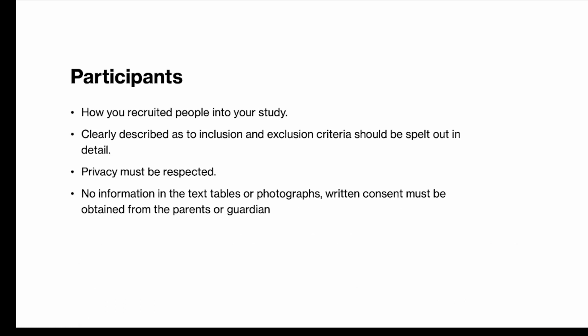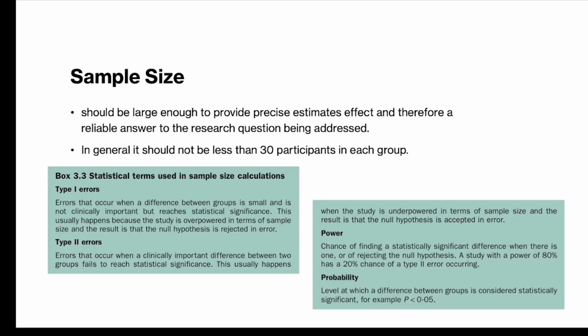So in your participants section, you discuss how you recruited people in your study. You also clearly describe the inclusion and exclusion criteria, who will be included and who will not be included. Privacy must be respected. No information in text, tables, or photographs, and written consent must be obtained from parents or guardians. The sample size should be large enough to provide precise estimates of effect, and therefore a reliable answer to the research question being addressed. In general, it should not be less than 30 participants in each group.